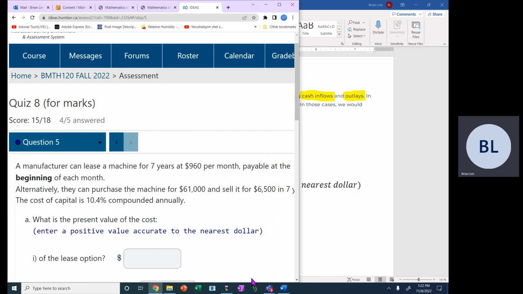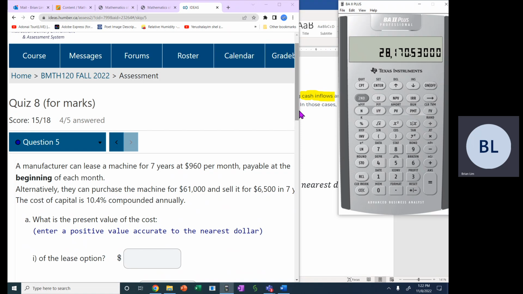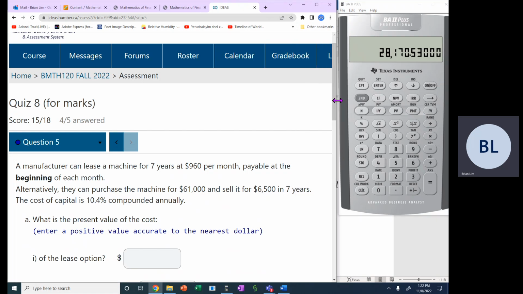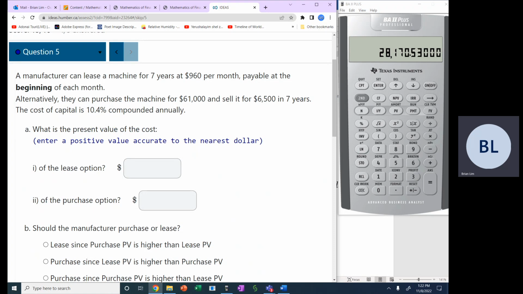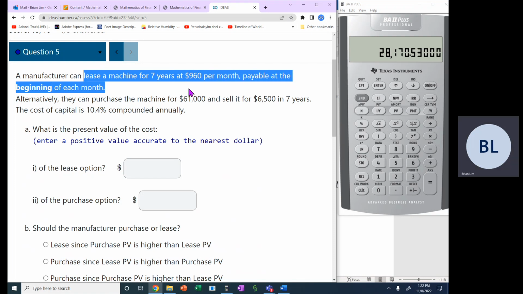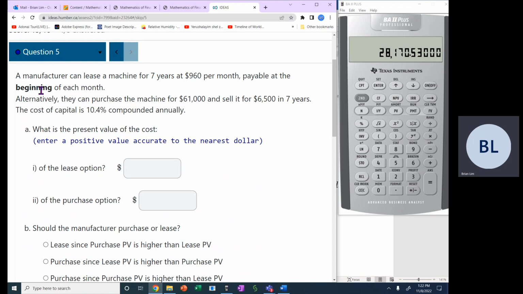So let's go to the next question now, and here we are. All right, maybe we should spread this out a little bit further so we can see what is happening. All right, a manufacturer can lease a machine for 7 years. So this is a lease for 7 years at $960 per month, payable at the beginning of each month. Please be careful, beginning, all right? Alternatively, they can purchase the machine for $61,000 and sell it for $6,500 in 7 years.